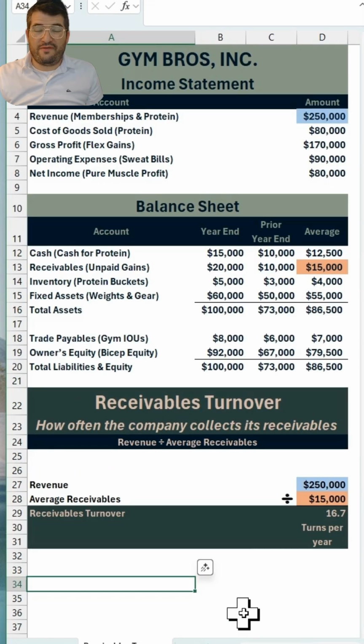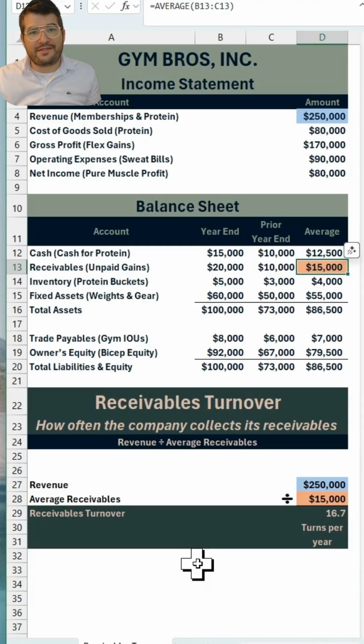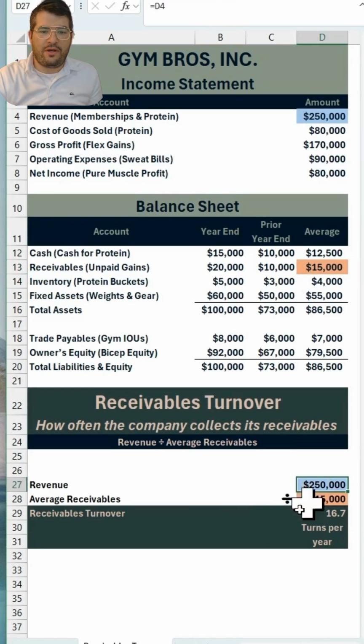Receivables turnover. This is pretty much the same concept as the inventory, but now we're talking about how many times a year are you able to burn through your accounts receivable? Meaning, if you have $15,000 average of accounts receivable, how many times per year would you be collecting that $15,000? So if you are generally creating $250,000 of revenue and your average receivables would be $15,000, that means you collect all of your receivables 16.7 times per year. And now we're going to see the same thing where we turn it into days.